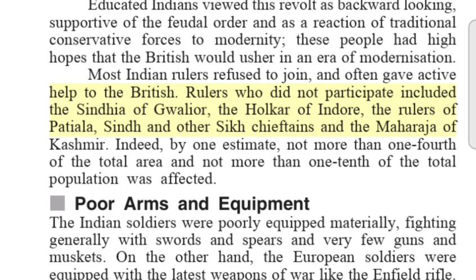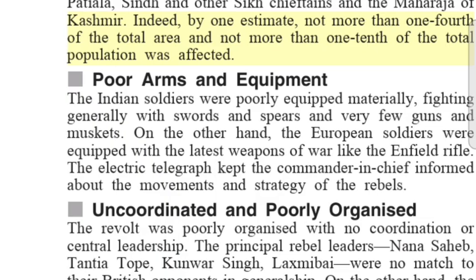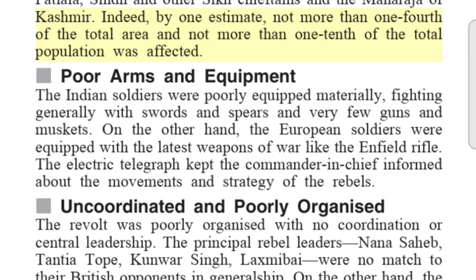Rulers who did not participate included the Scindia of Gwalior, the Holkar of Indore, the rulers of Patiala, Sindh and other Sikh chieftains and the Maharaja of Kashmir. Indeed, by one estimate, not more than 1/4 of the total area and not more than 1/10 of the total population was affected.